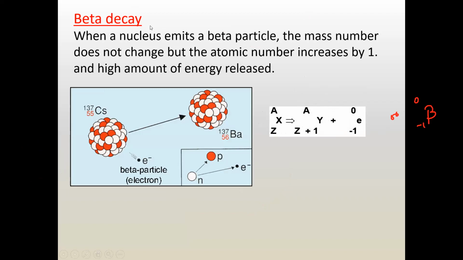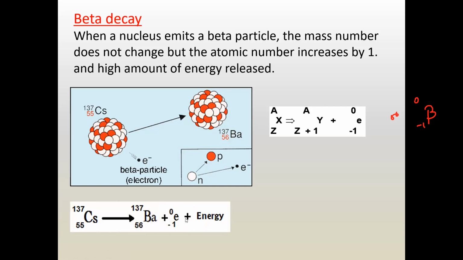This is a general equation. This one is an example, as mentioned here. Say there's a beta decay and an element is emitting beta particles. What happens to the nucleon number? Originally it was 137, and it will remain 137. The nucleon number does not change. But what happens to the proton number? Originally it is 55. Now it becomes 56 because the number of protons increases by 1. So it will always increase by 1, and then there's the symbol for beta.